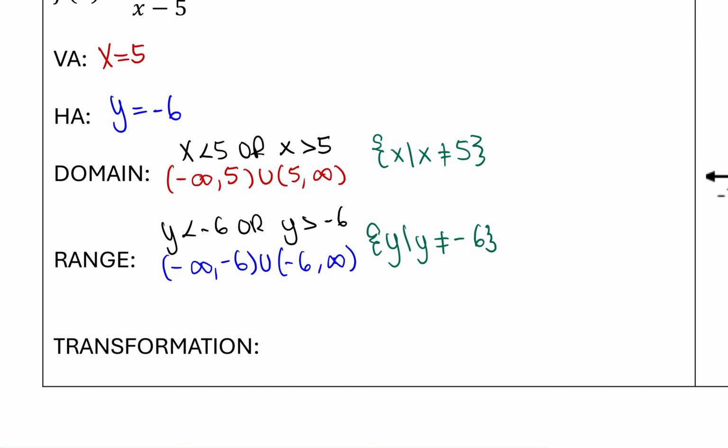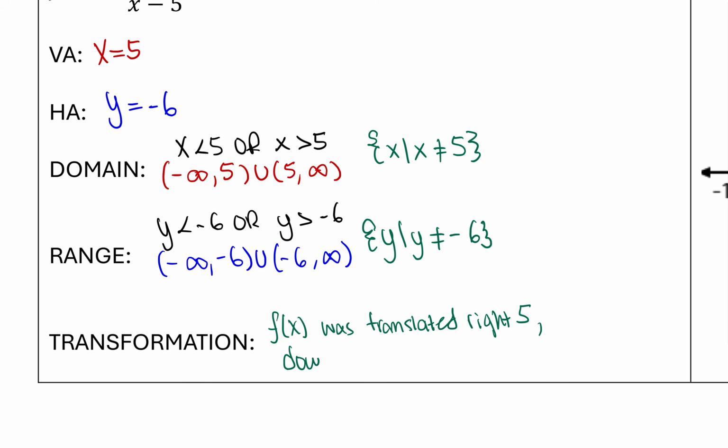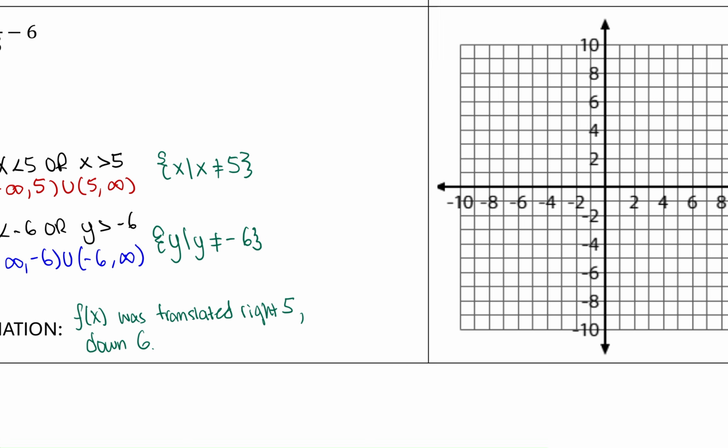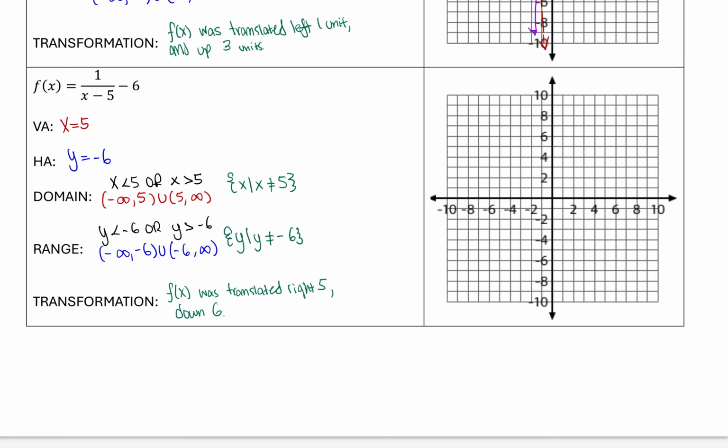For the transformation, we're going to say that f of x was translated right 5 units, and then down 6 units. From there, we are then going to sketch the rough sketch of the graph.